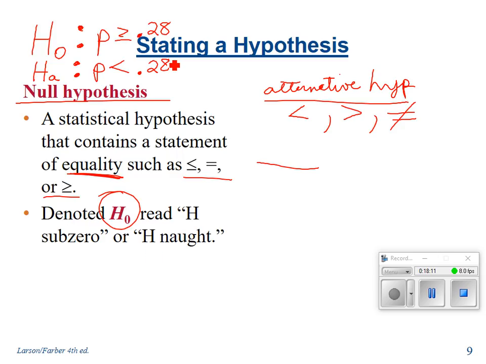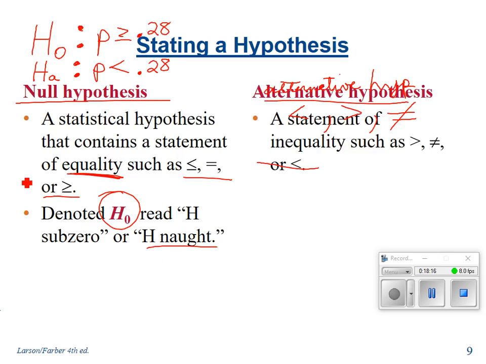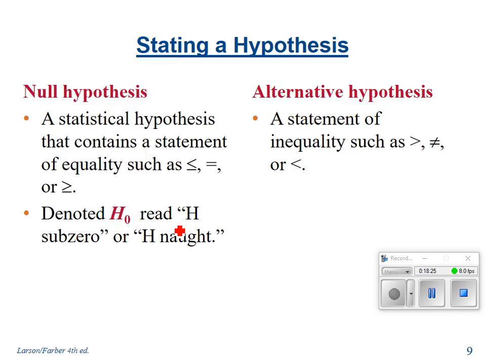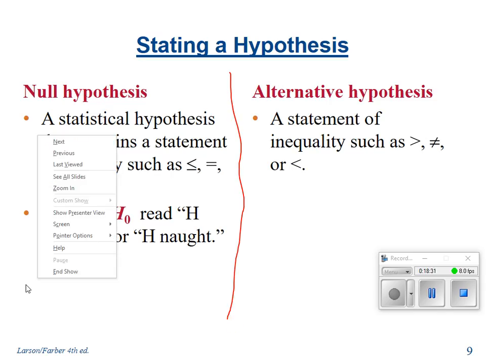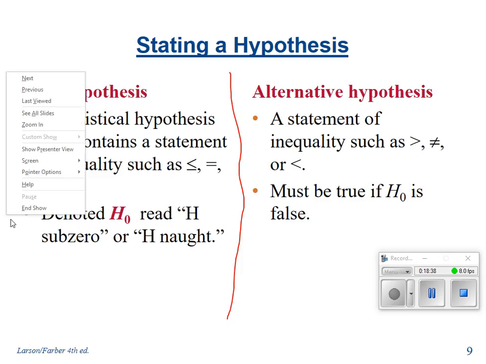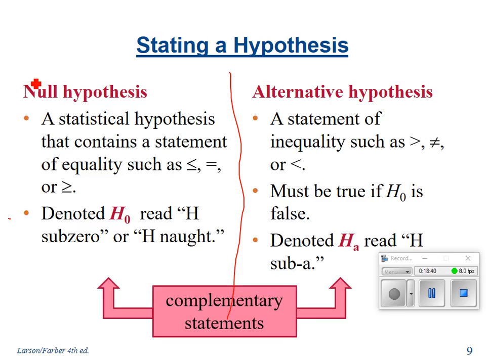And you probably never ever hear me say H not. Oops, better erase this so you can see this. The alternative hypothesis, what I said a second ago, must be true when HO is false, and it's always denoted HA, H sub A.